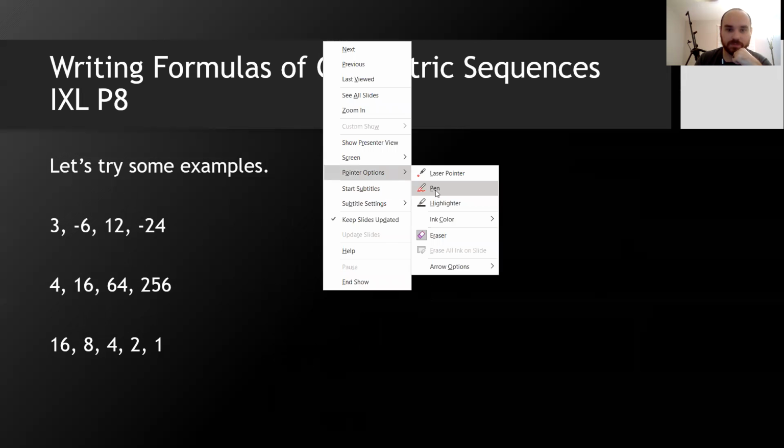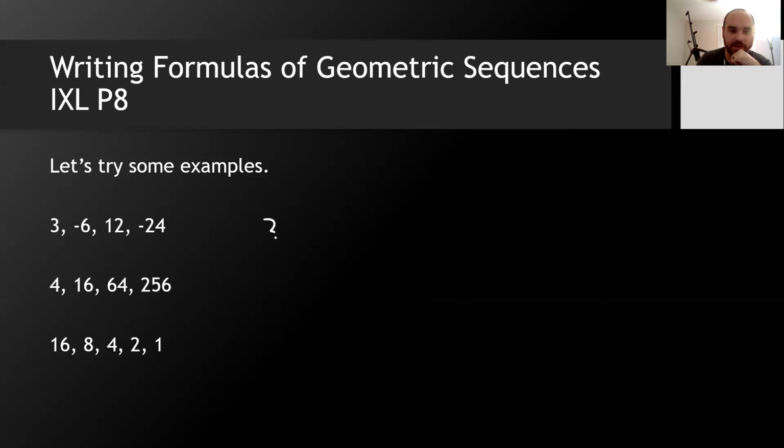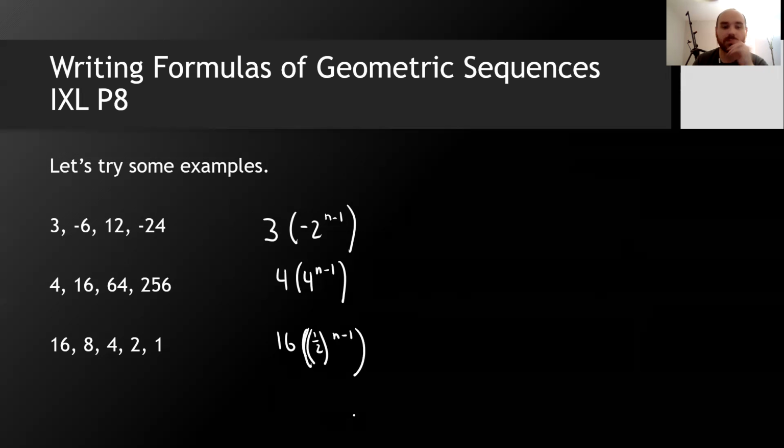That's fun. Okay, so here again we had 3 times -2 to the n minus 1. Here we had 4 times 4 to the n minus 1. And here we have 16 times 1/2 to the n minus 1. And those are all of our geometric sequences here. And I believe, yep, that is it for what we're doing for this unit.